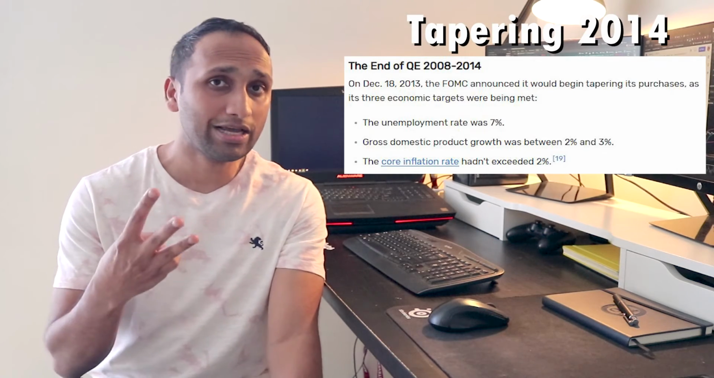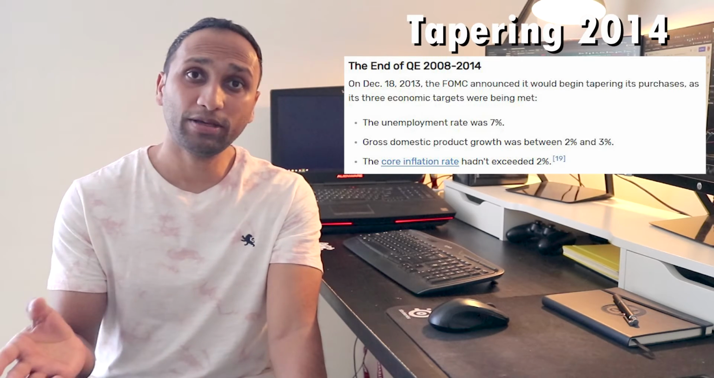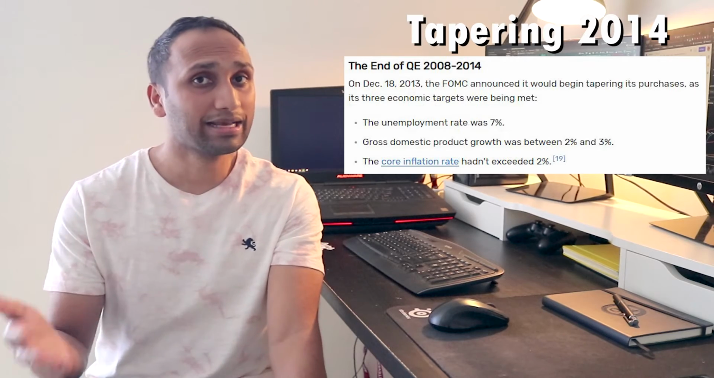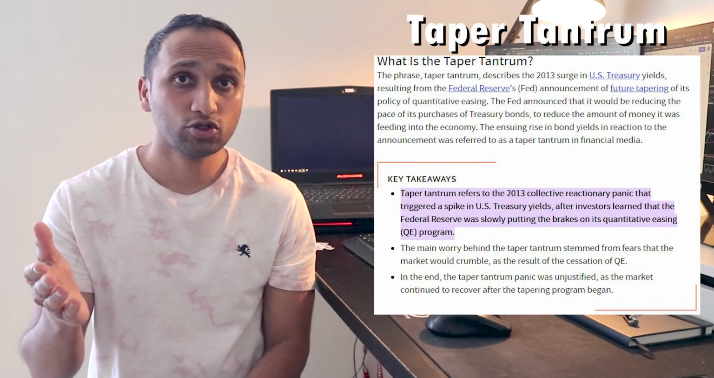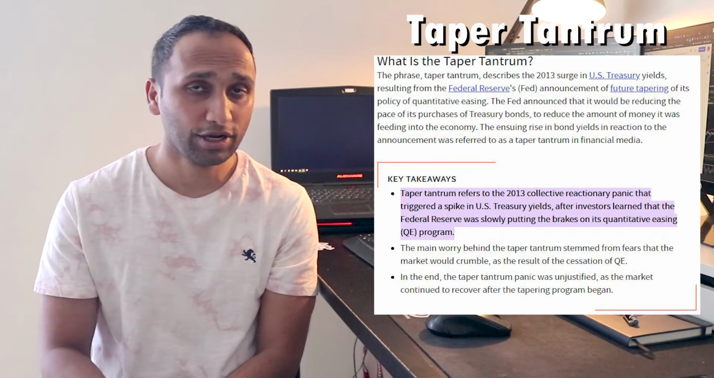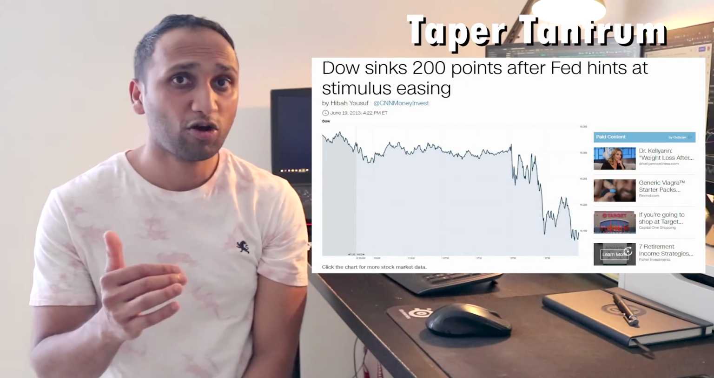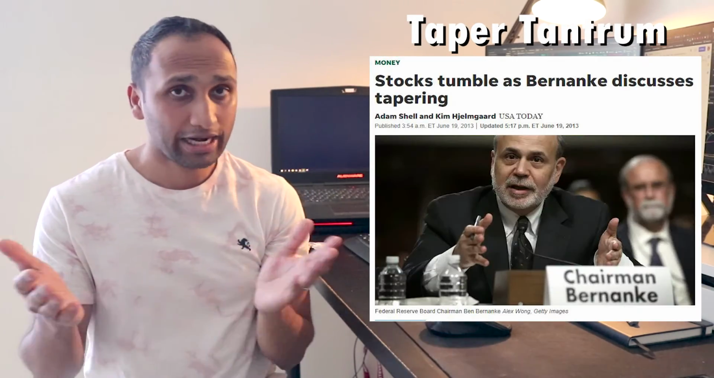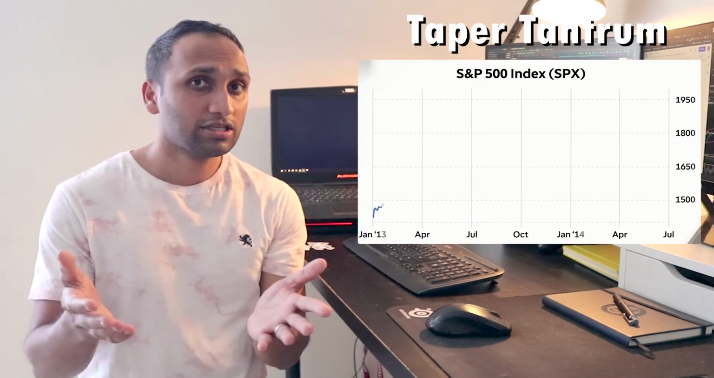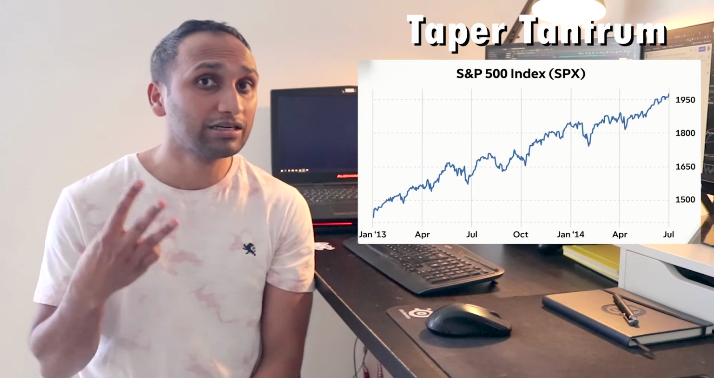This was based on three economic targets being met: unemployment rate at 7%, GDP growth between 2% and 3%, and the core inflation rate not exceeding 2%. After this announcement by Ben Bernanke, the market was caught by surprise and there was a sudden increase in interest rates, which is also called the taper tantrum. The Dow Jones Industrial Average sold off by 0.5% by the end of the day, and all 10 S&P 500 sectors saw a decline. This was just a small blip in the market. Eventually, markets recovered and ended the year 30% in green.